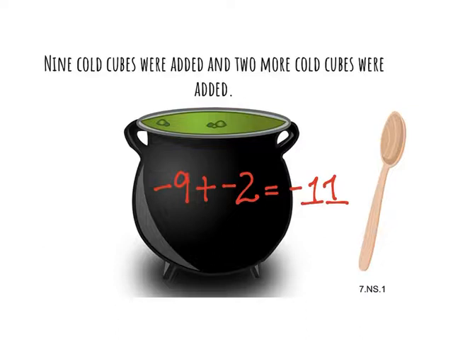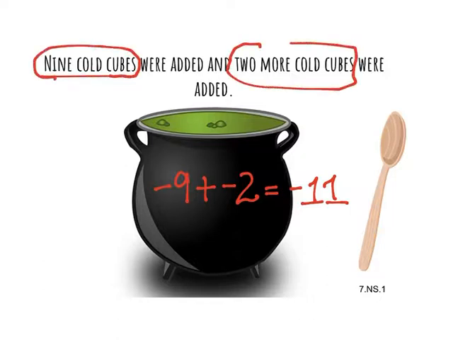Okay, let's look at it. 9 cold cubes, 2 more cold cubes. So we're talking about negatives in this case. 9 cold cubes were added. So when we put in 9 cold cubes, and 2 more cold cubes were added, we know that the cold are the negatives. So our answer should be a negative 11. Let's look at this.